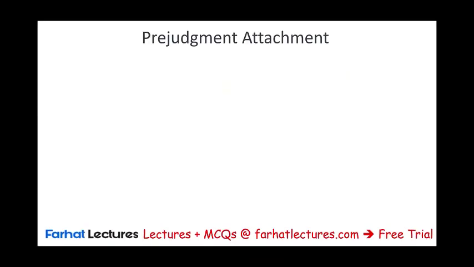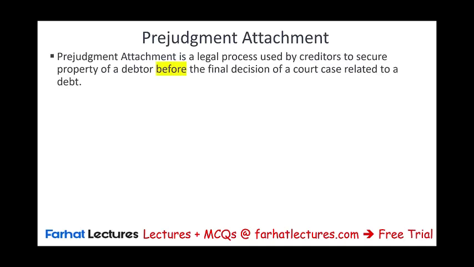Sometimes we could have what's called a pre-judgment attachment. Pre is before a judgment is made. Why? Because the creditor is so eager to secure the property, because they think by the time the court comes to a decision, the debtor might sell all the assets. So a pre-judgment attachment is a legal process used by the creditor to secure a property of the debtor before the final decision of a court case related to the debt. Now the creditor is getting nervous. They want to make sure they get that property.